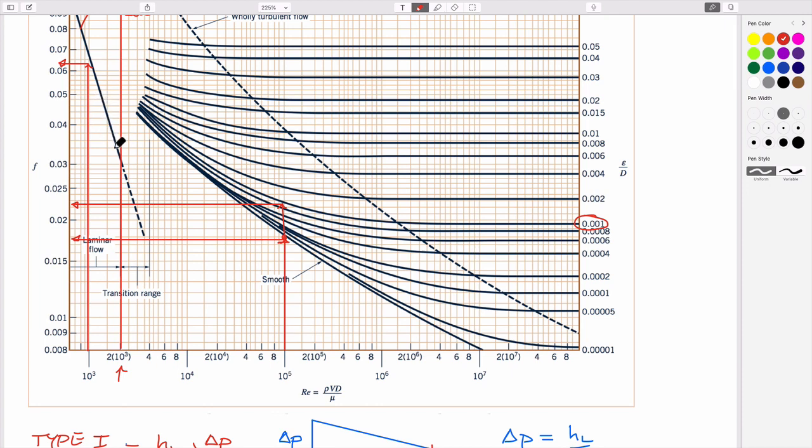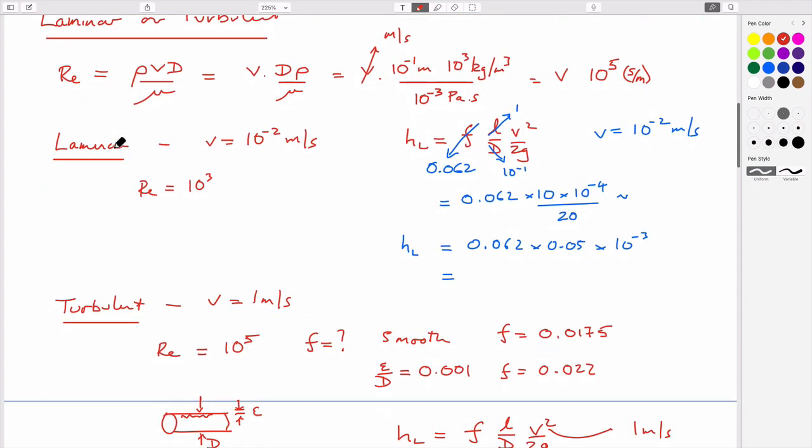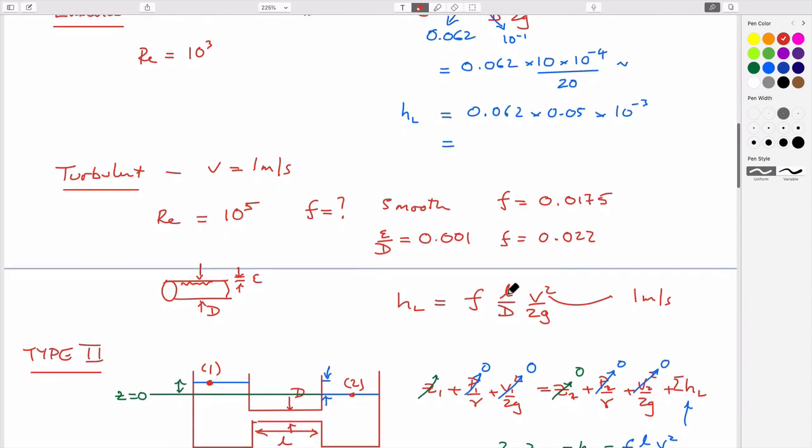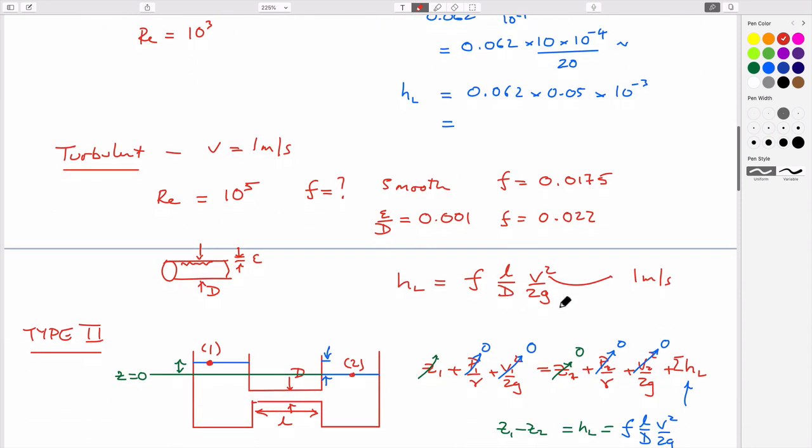And so I guess we didn't do the calculations for this, but the head loss here is going to be actually a very small number. Is that right? Is that really 10 to the... Yeah, I guess for the laminar case it's a very, very small number. And we didn't really do the head loss for this one, although I suppose we could get a rough idea of it.